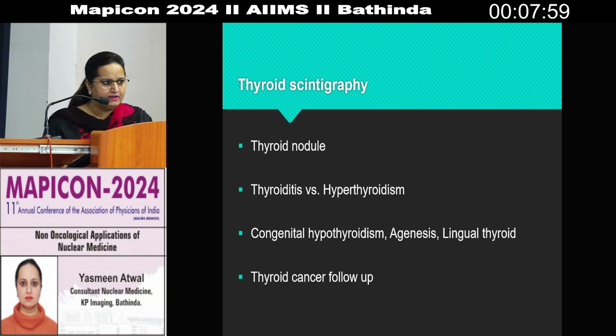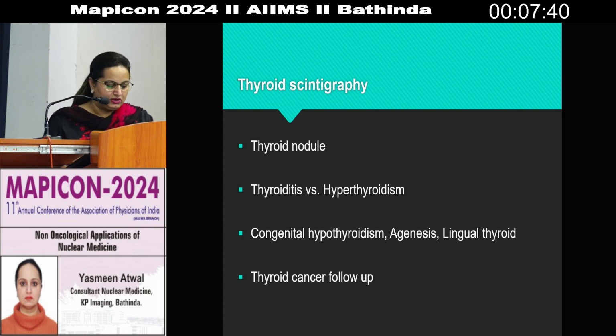There might be many. It might be an autonomous functioning thyroid nodule. It might be Graves. It might be multinodular toxic. Then it might be thyroiditis. What is causing it? We'll sort the treatment, we'll give the treatment. So the first thing we do is we image it after we get these lab values referred by the consultant.